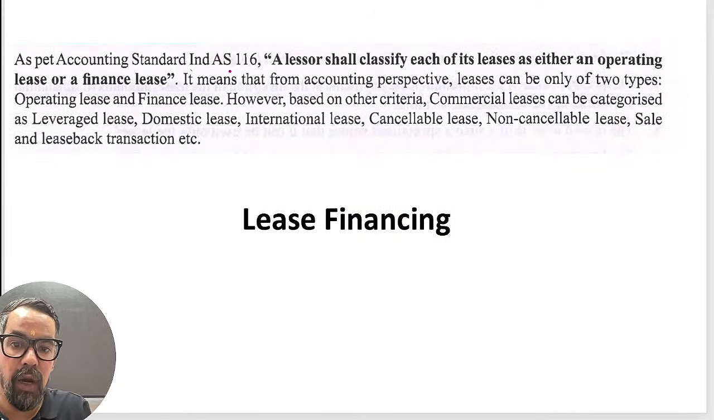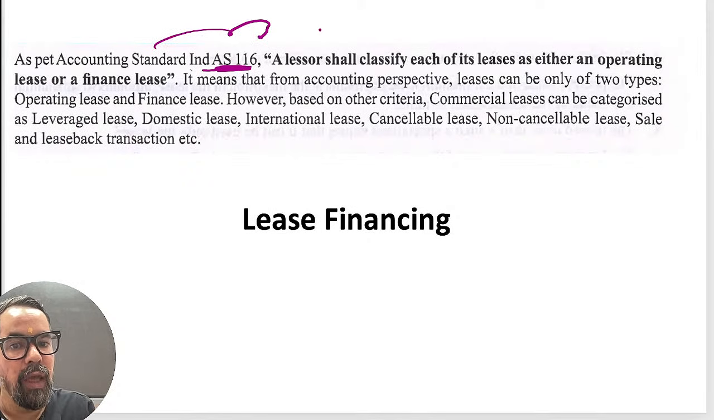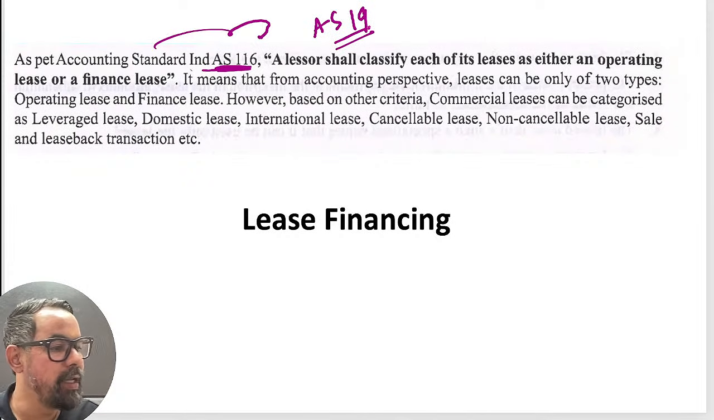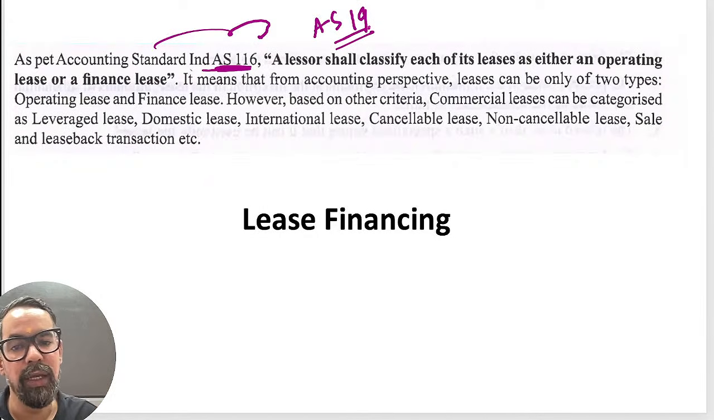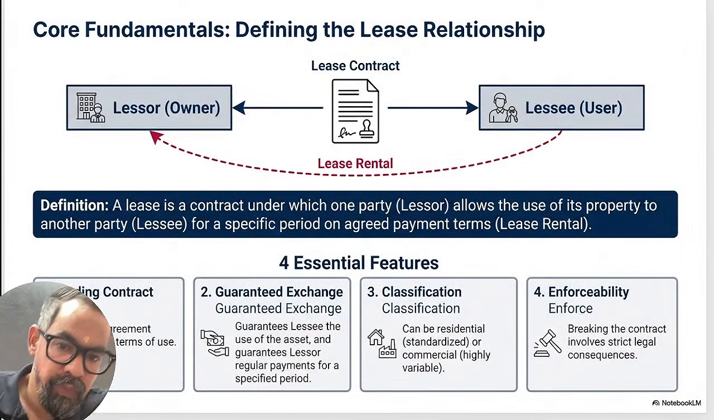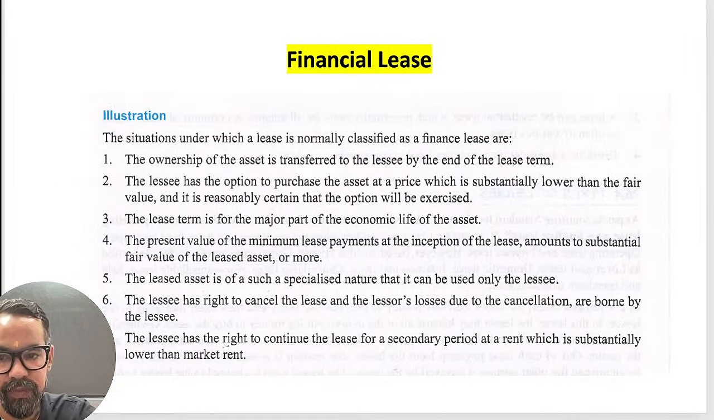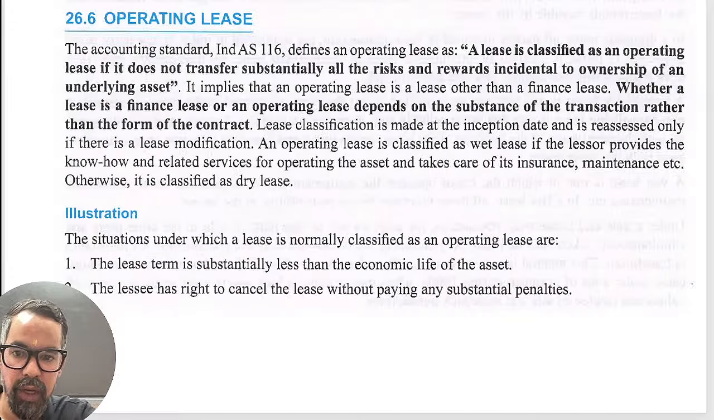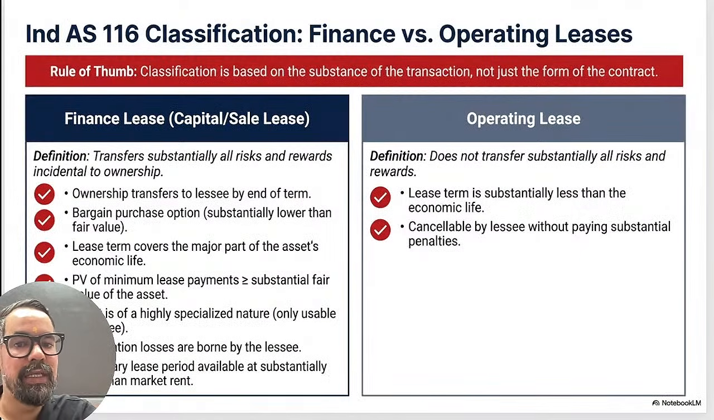So Indian Accounting Standard, please do remember Indian Accounting Standard 116 and Accounting Standard 19, which define the lease agreement. They are related to lease agreements. As per this, we have two types of lease: one is operating, another one is finance lease. This is something we have done earlier also: features of finance lease and operating lease, and Indian Accounting Standard 116, which is a bit important here. So I'll directly come to the questions.